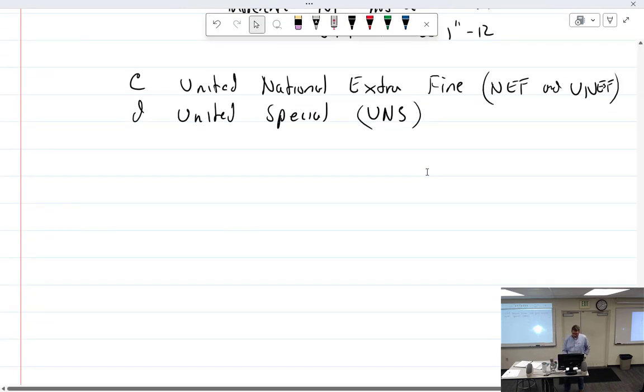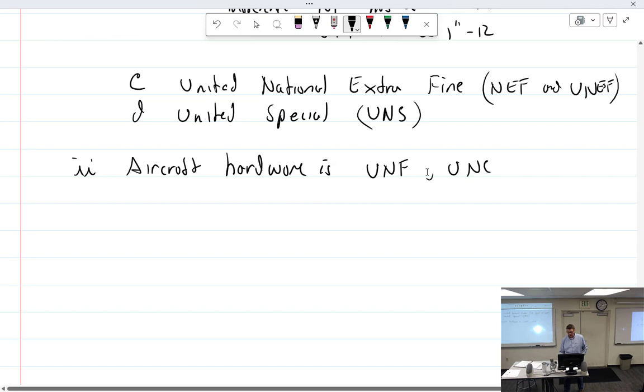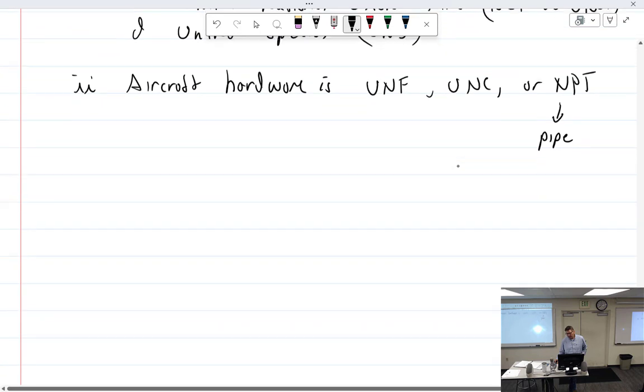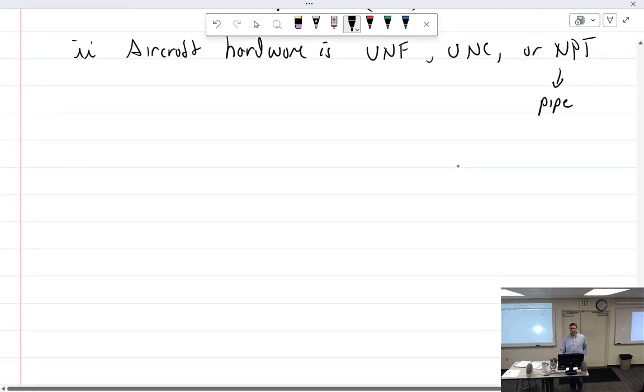So, all right. So modern aircraft, or I should say aircraft that I know about, aircraft hardware is UNF, UNC, or NPT, which I did not mention NPT, did I? That is pipe. National pipe thread. So it's one of those things.